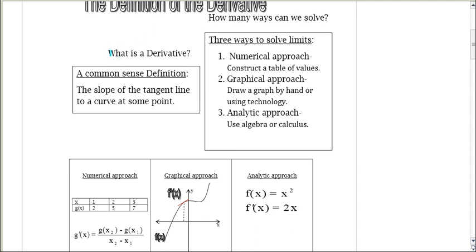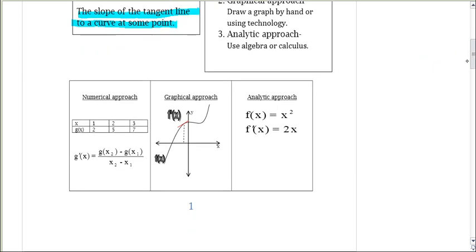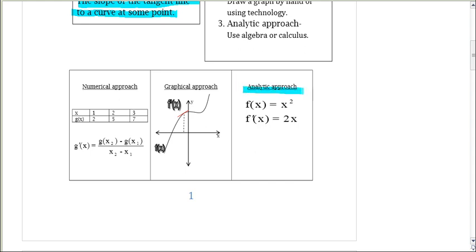Let's review what a derivative is. A derivative simply is the slope of a tangent line to a curve at some point. Today we're going to take more of an analytic approach. Remember, there's three different ways of solving a limit. The first one is numerical, the second one is graphical, and we're going to take a look at the analytical.